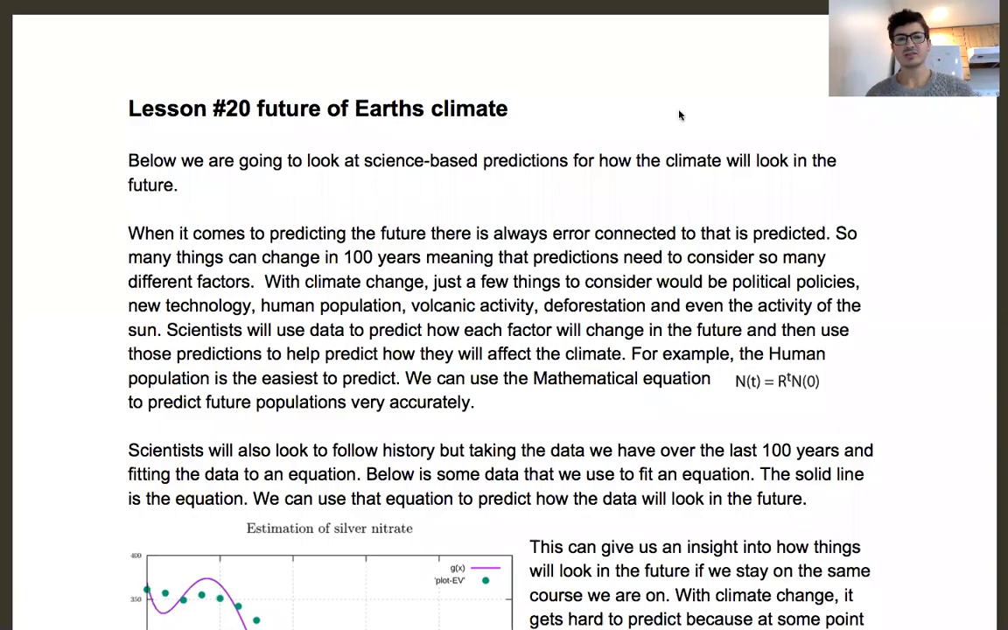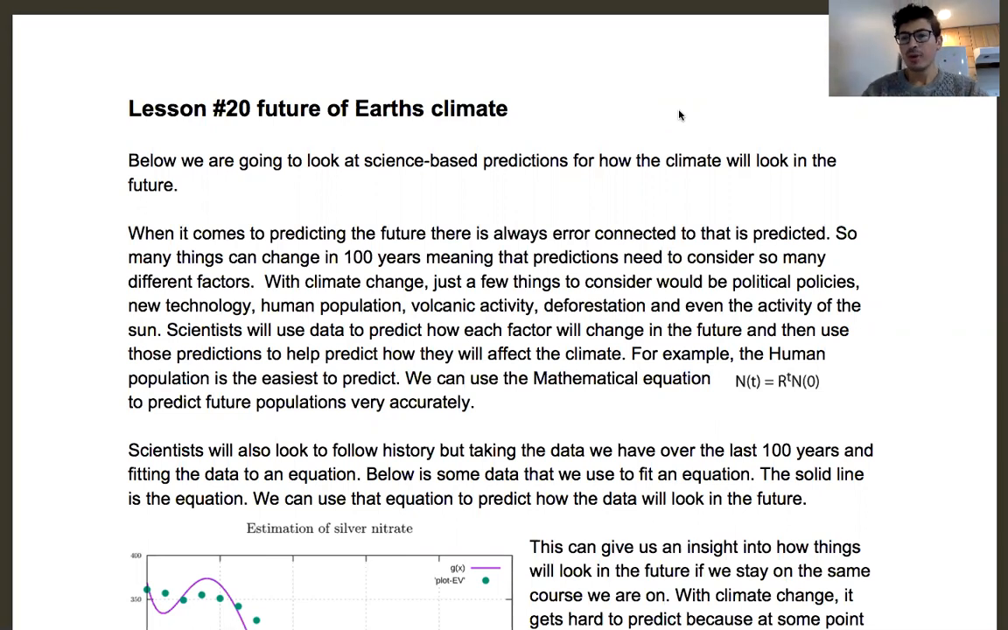Good morning, class. Today we're going to do lesson number 20, and we're going to look at the future of Earth's climate. And we're going to focus to start on how scientists make predictions about the future, and then how this relates to climate change, and then we'll talk about what we predict the future of Earth's climate will look like.